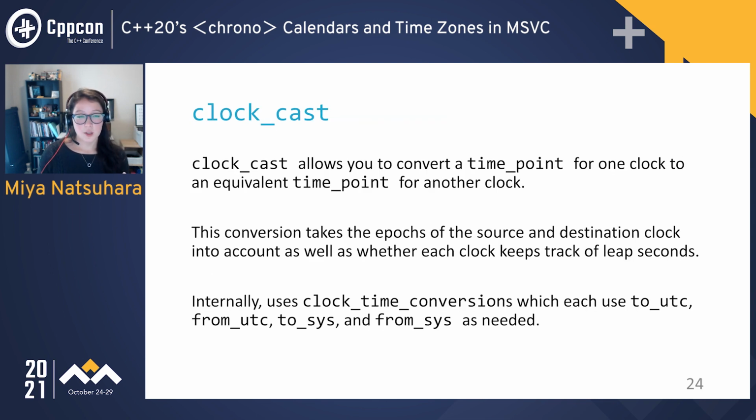Clock cast is something else that we have now in C++20 chrono. Because we have all of these different clocks that have slightly different ways of kind of tracking time, or when their epochs are, we can cast between them. So the library does this for you. It takes into account the epochs of the source and destination clock, as well as whether they track leap seconds. Remember, UTC clock does, while everything else doesn't, with an asterisk, maybe unspecified on file clock. And internally, it uses clock time conversions, and those use to UTC, from UTC, to sys, and from sys.